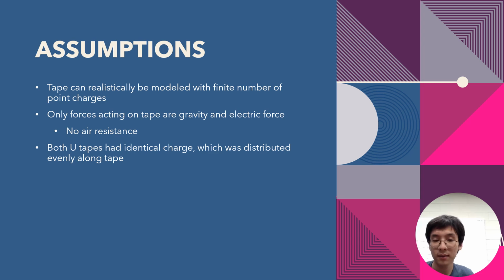For assumptions, we can assume that the tape can realistically be modeled with a finite number of point charges in a straight line. Only forces acting on the tape are gravity and electric force. There's no air resistance involved. And both tapes have identical amounts of charge, which are distributed evenly along the tape.